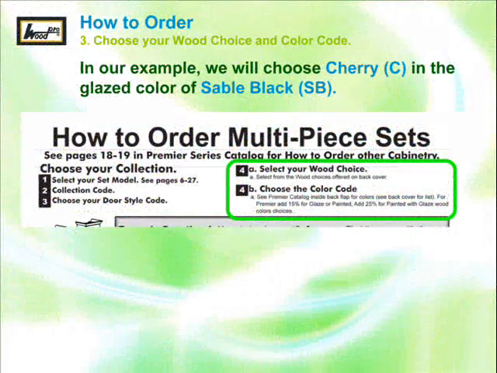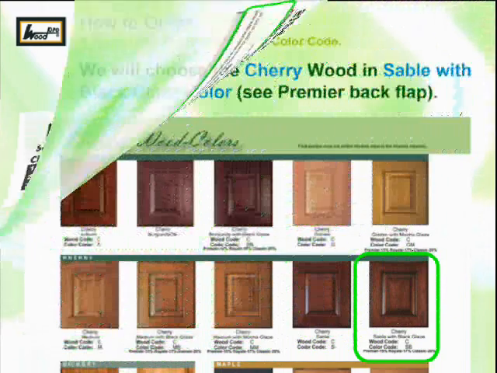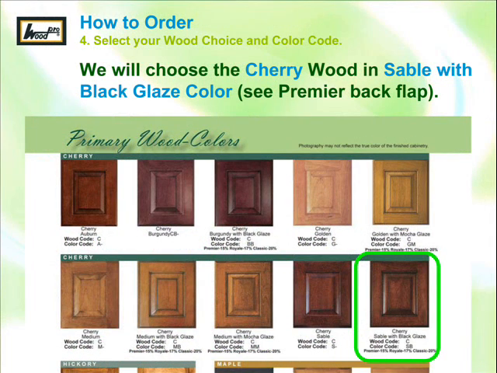The How to Order Step 4 is to choose your wood choice and color code. In our example, we will choose cherry wood in the glazed color of sable black. If you turn to the Premier catalog, the very back flap, there are a listing of primary wood colors on one side and secondary wood colors on the other. Each listing has the name of the wood and the color, as well as any additional add-on costs by collection type or series for that particular color.